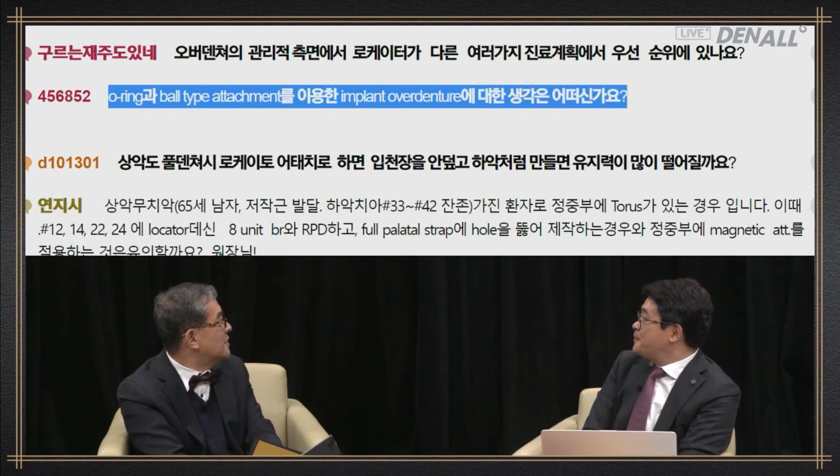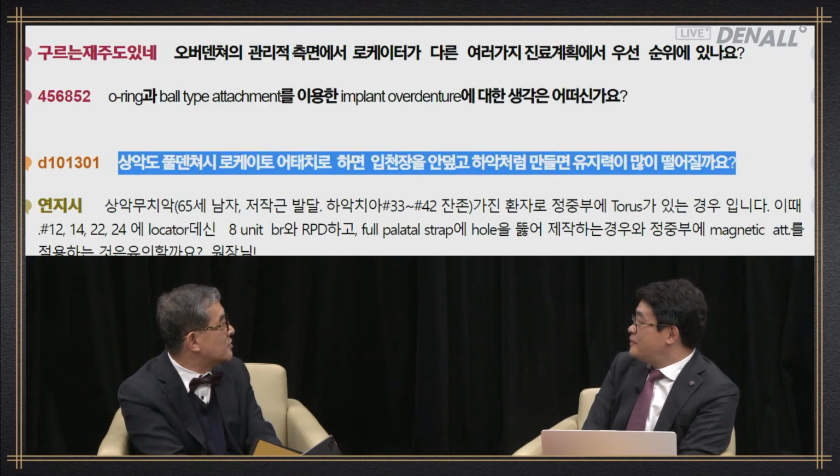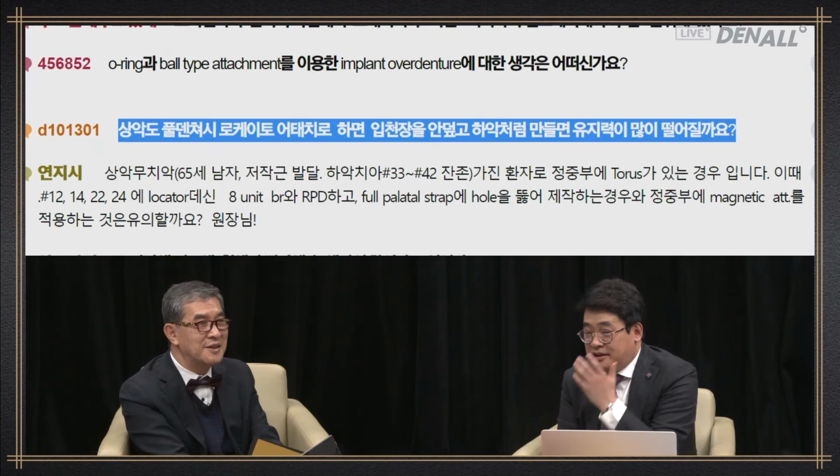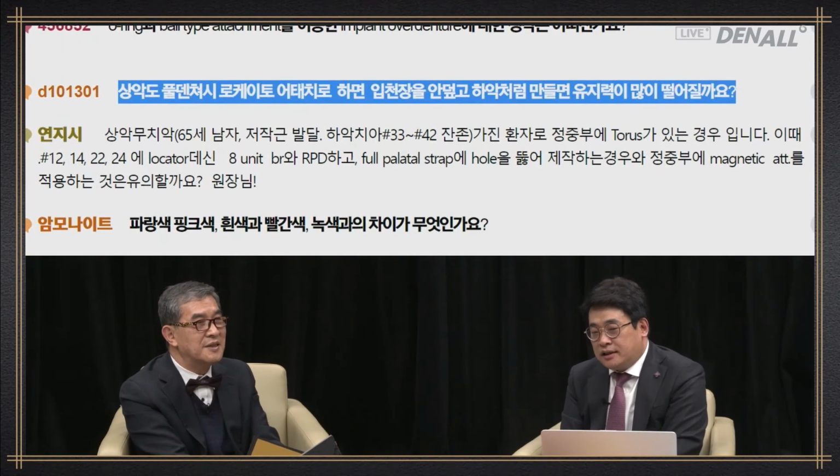Understood? Next, D101301. In doing a full denture in the upper with locator attachment, if I do not cover the palatal side and make it like the lower, will the retentive force go down significantly? Can I do an open palate denture? I would advise against it.